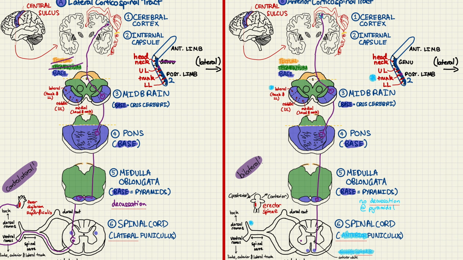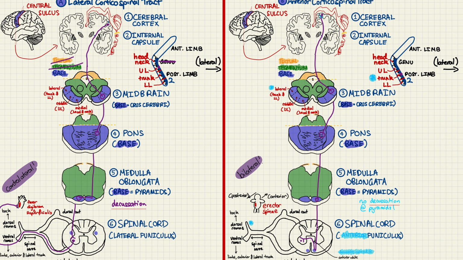Now, at an appropriate spinal level, what's going to happen is that it's going to decussate at the spinal level. So it's going to decussate in the spinal cord rather than in the pyramids of the medulla, unlike my lateral tract. It's going to decussate and it's going to go into the contralateral ventral horn of the spinal cord. Now you might be wondering, okay, if it decussates, shouldn't that also give rise to contralateral innervation, just like my lateral tract? How does the bilateral innervation of the anterior tract arise?